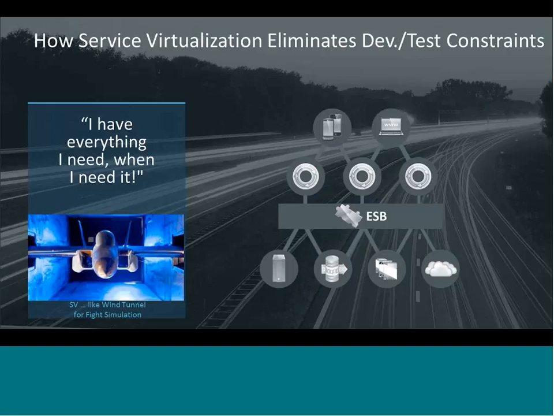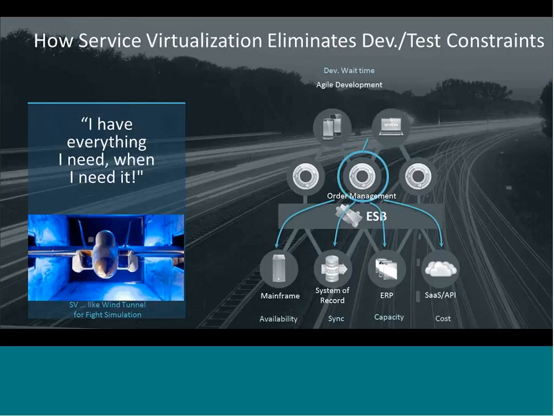So how does service virtualization help eliminate these constraints? Essentially, let's take this order management system as an example, which accesses these back-end systems, these mainframes, ERPs, and so on, from a web portal. And this agile development ability, or this wait time, is the constraint. The availability of the mainframe, the synchronization of test data, or the capacity of a sandbox for an SAP environment, or even the cost you have accessing a third-party system.